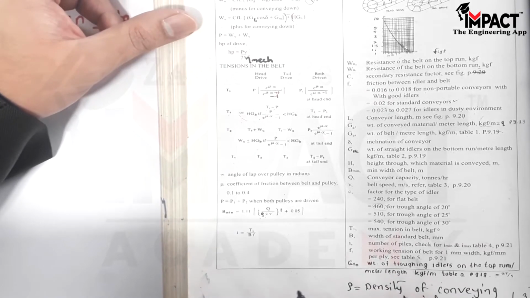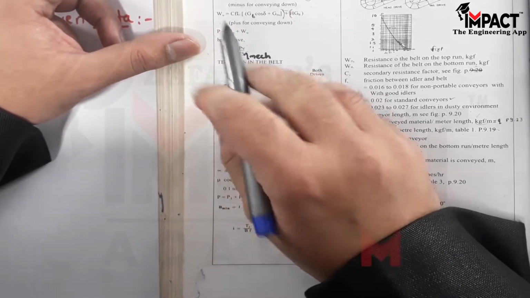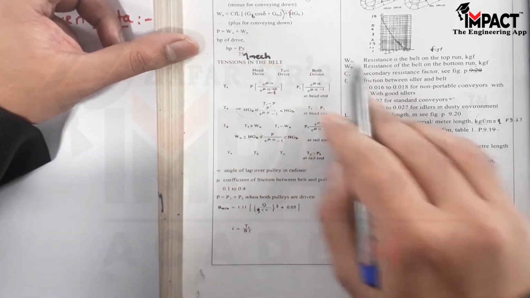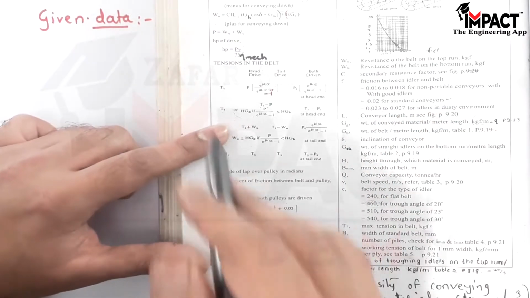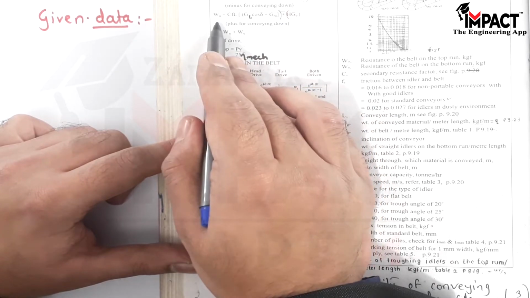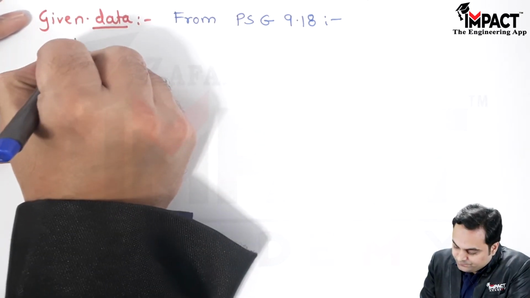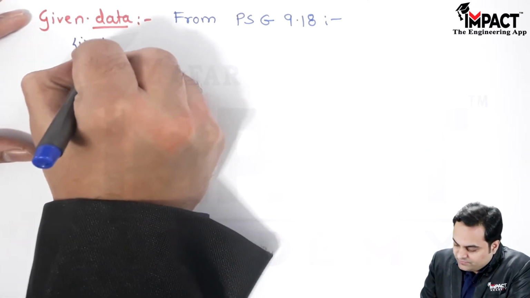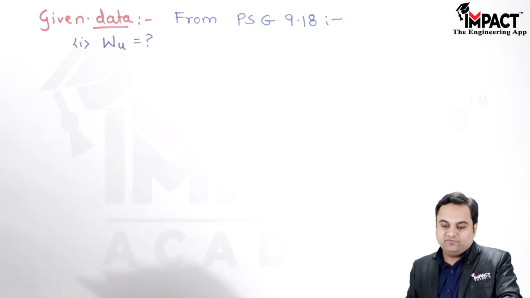So on PSG 9.18 here we have this formula of W suffix U, and that is the resistance of the belt on the bottom run in terms of kgf. It is given by this formula and W suffix U is what we have to calculate. So we have to find the rolling resistance at the bottom run denoted by W suffix U.